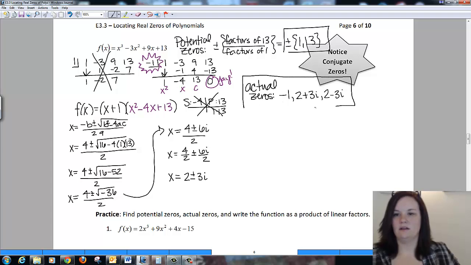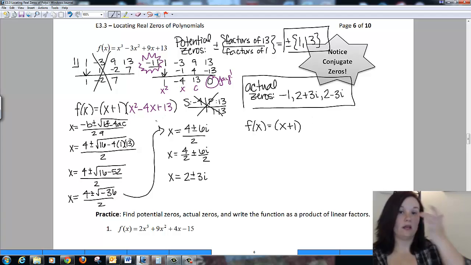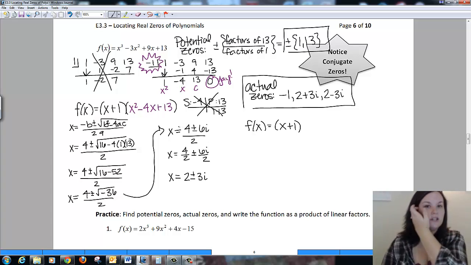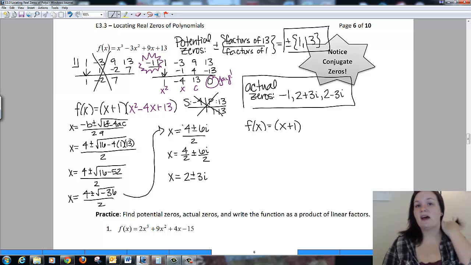Okay. And then the last thing we need to do is write this out in factored form. So remember, we had f of x is equal to x plus 1, which is the one we got from our 0 in synthetic. And then we didn't factor the other piece. The other piece we had to use quadratic formula.